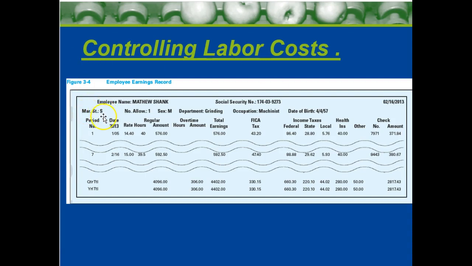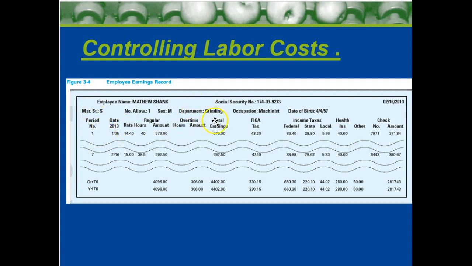Even the marital status right here in the top left hand corner being an S, which means single, is very important because now we know exactly how much possible federal tax to withhold, state tax to withhold, and local tax to withhold, or maybe how much they should be paying for health insurance based on if they have a family plan or not. So the marital status matters, right?